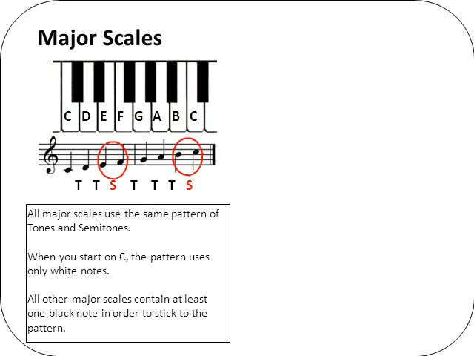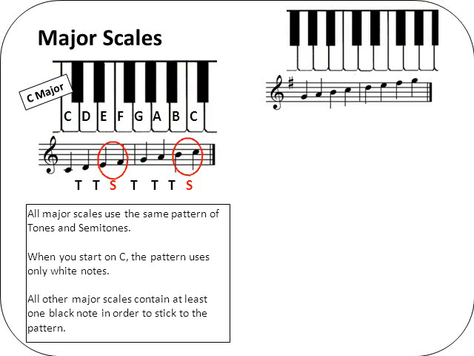It so happens that when you start on C, the pattern uses only white notes. All other major scales have to use at least one black note in order to stick to the pattern. So this is the scale of C major.